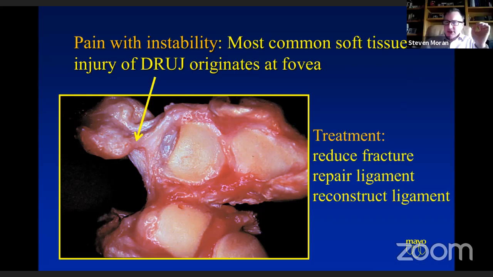All right, so, last slide. I think the most common cause of pain with instability, which is what you're going to be seeing, is not a wrist sprain, but an injury to the palmar or radial ulnar components of the DRUJ, and treatment is always initially to fix the bony problems and then repair the ligament. Thank you.